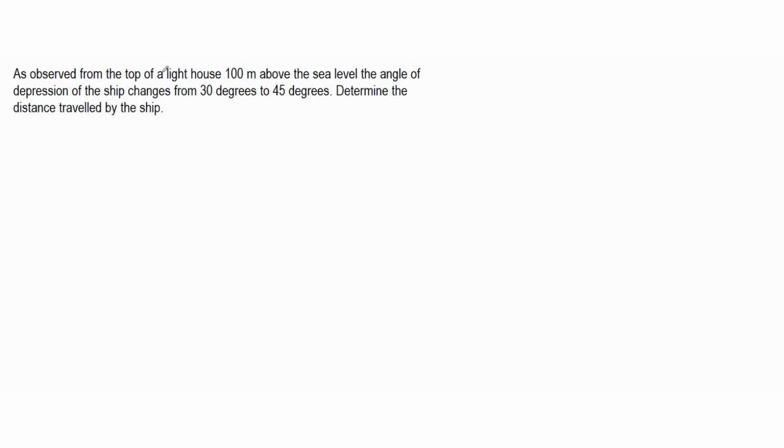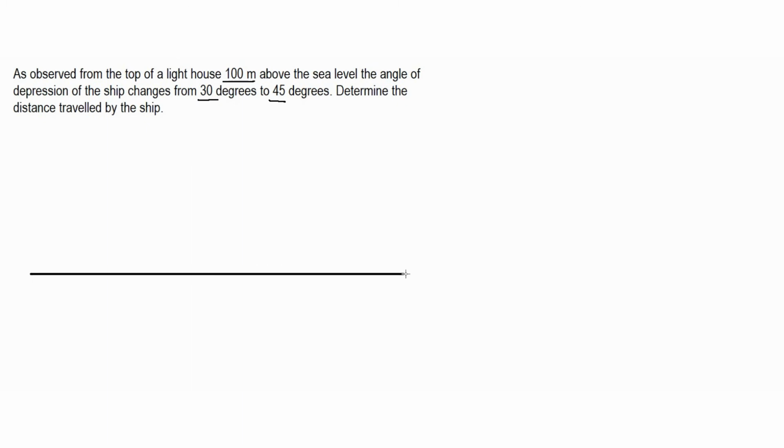As observed from the top of a lighthouse 100 meters above the sea level, the angle of depression of a ship changes from 30 degrees to 45 degrees. Determine the distance traveled by the ship. So let us draw a neat diagram for this now.